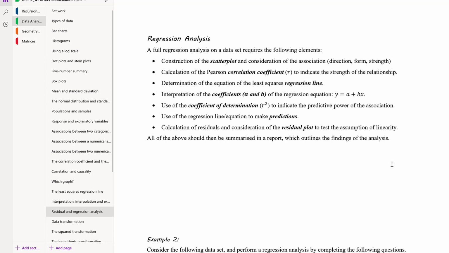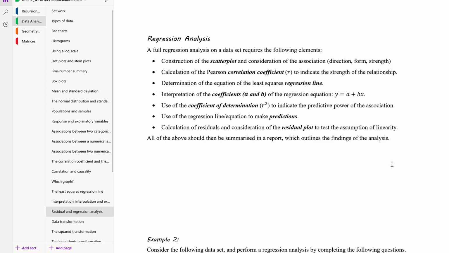Calculation of that correlation coefficient to indicate the strength, determination of the least squares regression line, interpretation of the coefficients A and B, use of the coefficient of determination to indicate the power of the association, and correct interpretation of that value, and then possibly using the regression line to make predictions based on whatever the question's asking you, and equally calculating residuals or considering the residual plot to test the assumption of linearity.